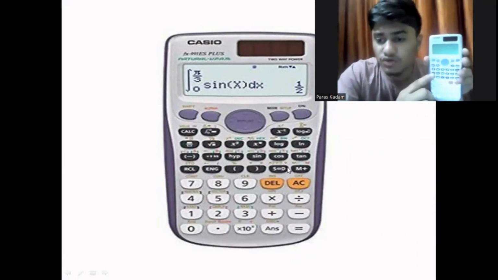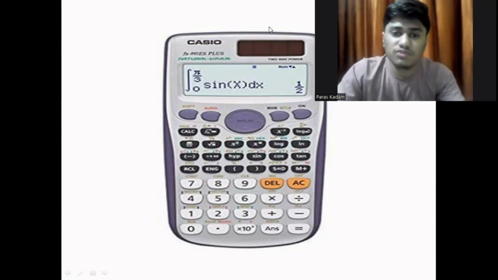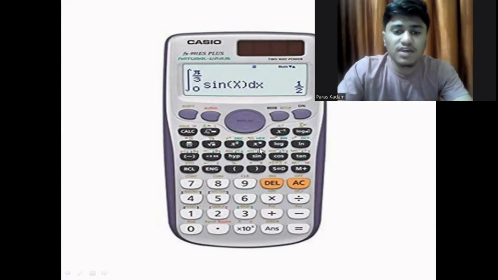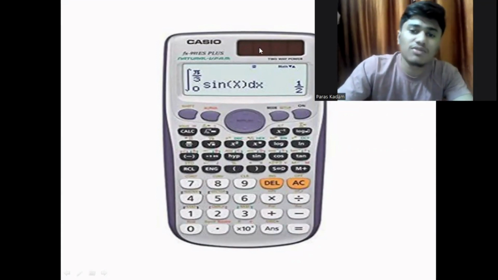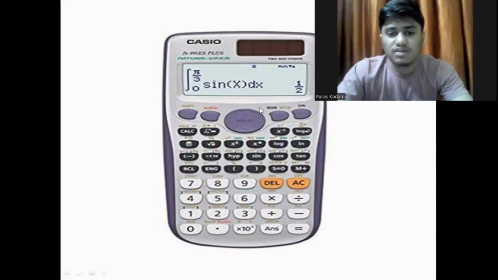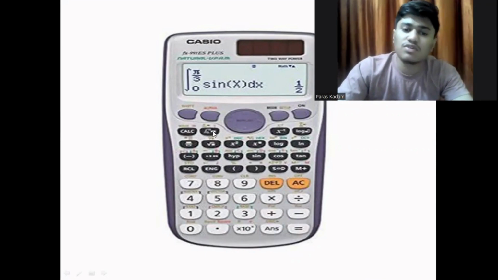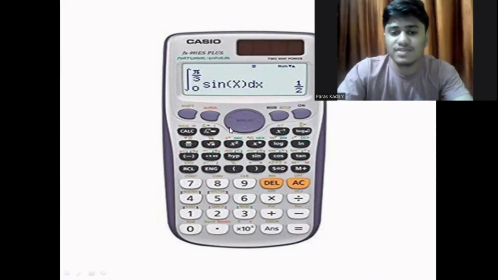Today I will be explaining about a scientific calculator, about how to use this calculator. You can see my screen where the Fx-991ES Plus calculator has been displayed. This calculator is used for solving numericals or complex sums.